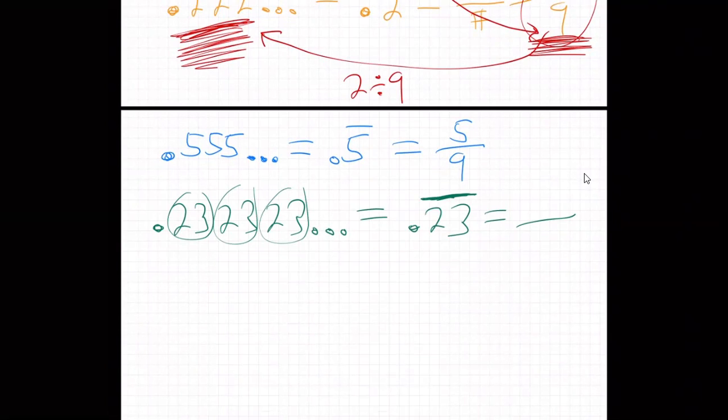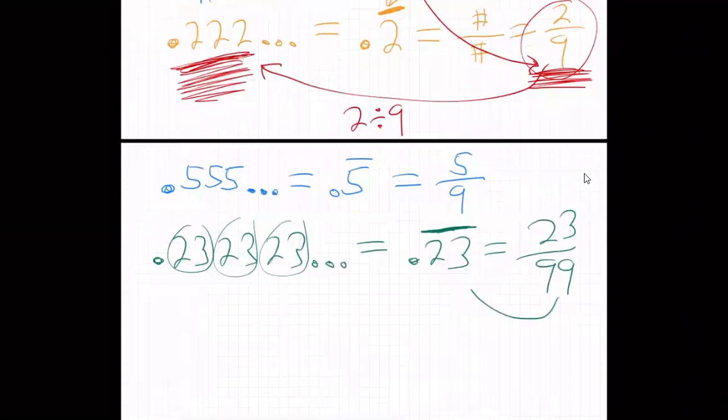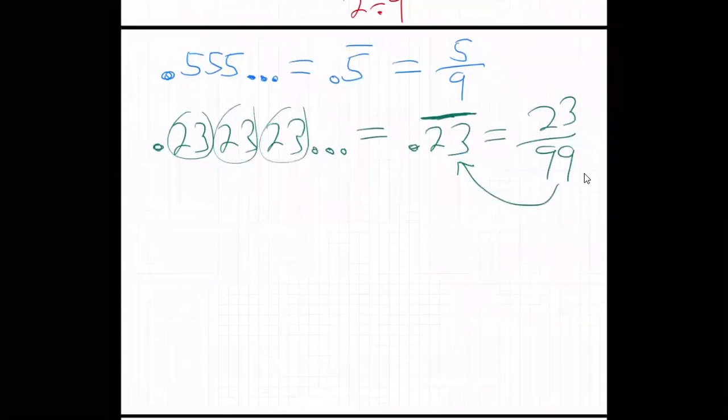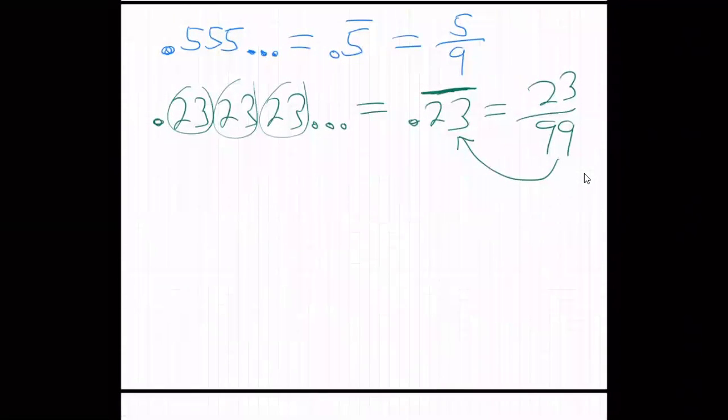What fraction would produce 23s forever? You could try 23 over 9, but that's not right. That won't work. Anybody got it? 23 over 99. Beautiful. 2 9s. The 2 9s produce the 2 repeating decimals. Exactly. 23, 23, 23 forever. Right. All right. Now we're getting places.